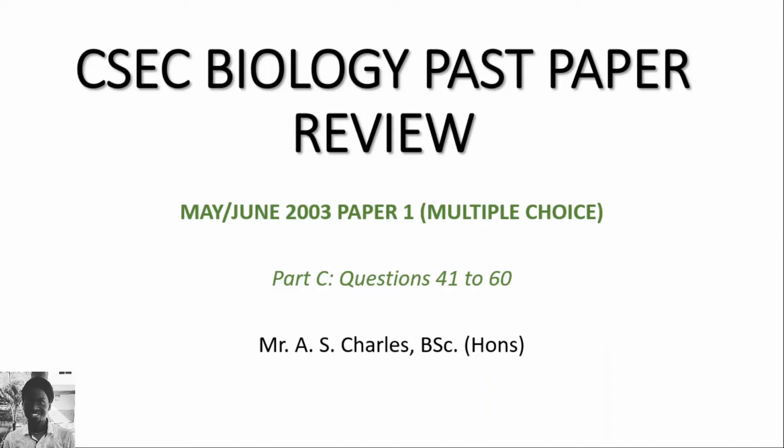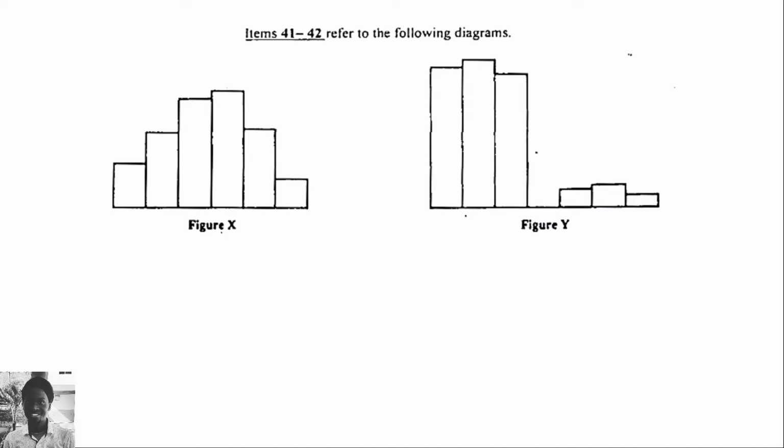We will specifically be looking at questions 41 to 60. As is usual, please pause the video before I answer each question. Items 41 to 42 refer to the following diagrams: Figure X, Figure Y. We have here, for Figure X, a histogram, and for Figure Y, a compound bar chart.